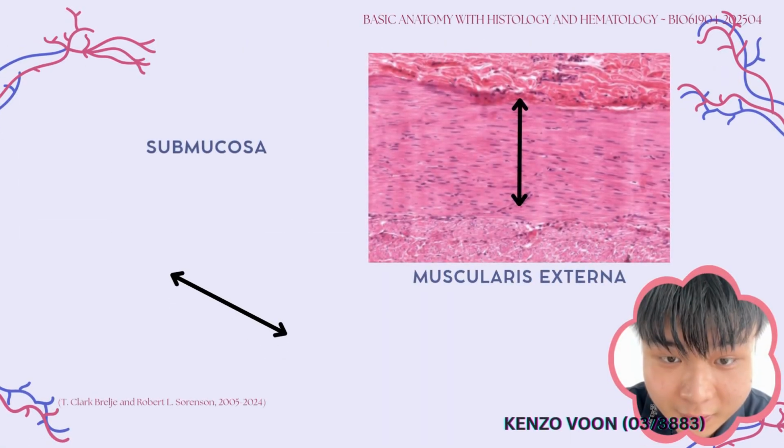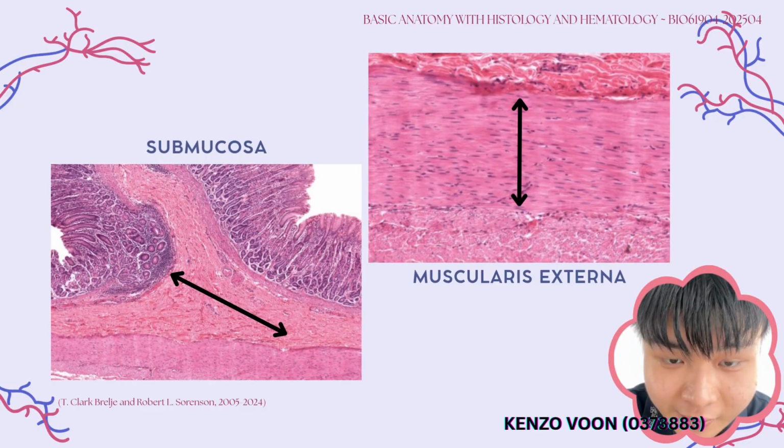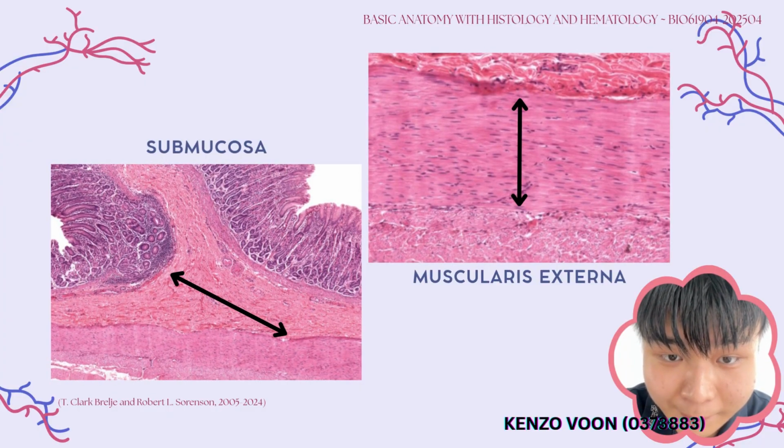So here are the histological slides of the submucosa and muscularis externa layer. As you can see, they are pointed out with black colored arrows, and that's all from me.